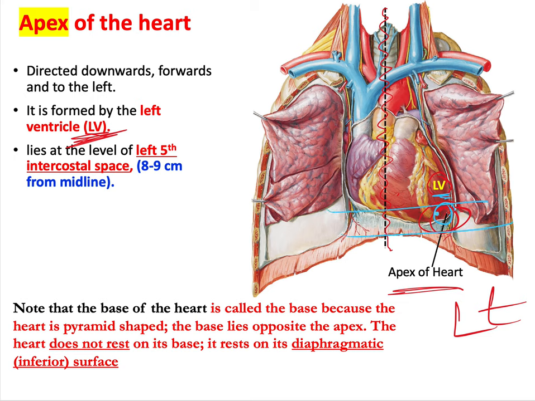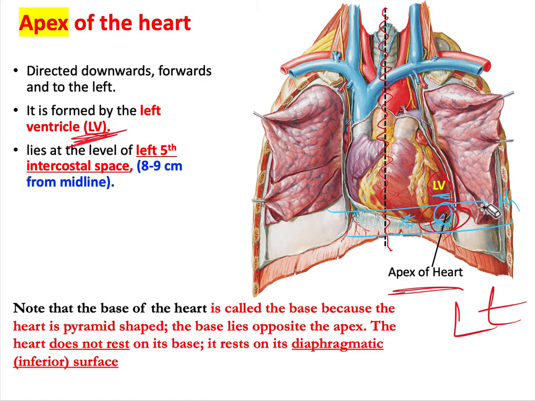at the fifth intercostal space. What does it mean? Okay, this is the fifth rib, and this is the sixth rib. In between, this space is known as the fifth intercostal space. Anyway, it could be here, it could be here. But how can I determine exactly where the apex of the heart is? Of course, you can palpate it, guys, and you can even see the pulsation, but it doesn't always work.